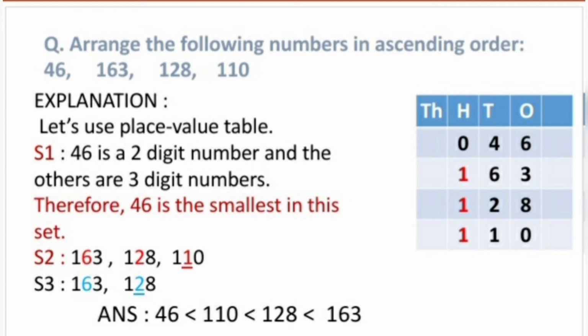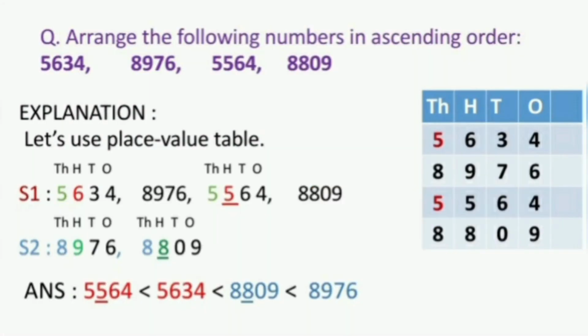So, here the tens digit, when you compare, you have the digits as 6, 2 and 1. So, which is the smallest one? That is 1, then after that 2 and then after that 6. And accordingly, the answer is also written. You can see at the end of the slide, 46 is smaller than 110, is less than 128, is less than 163. Now come to this question.